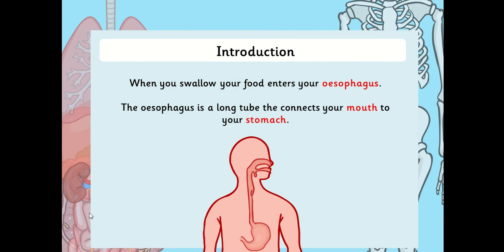Okay, so this is going to go into detail about what each part does. When you swallow your food, it enters your esophagus, the big long tube, and the esophagus connects your mouth to your stomach. Okay, so that is the esophagus. It connects your mouth to your stomach. Again, you might want to make note of that.